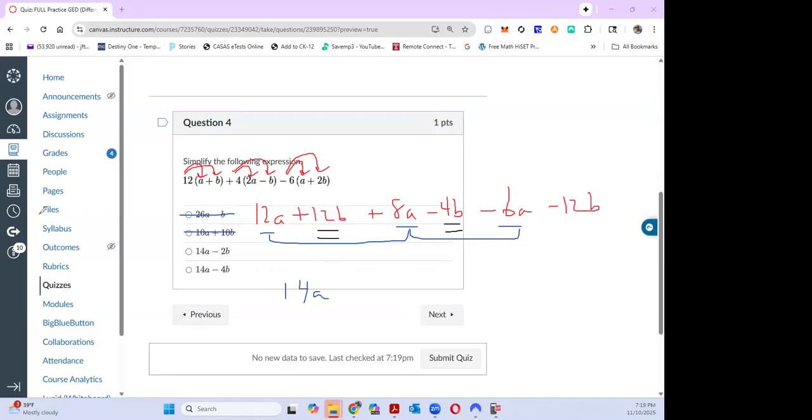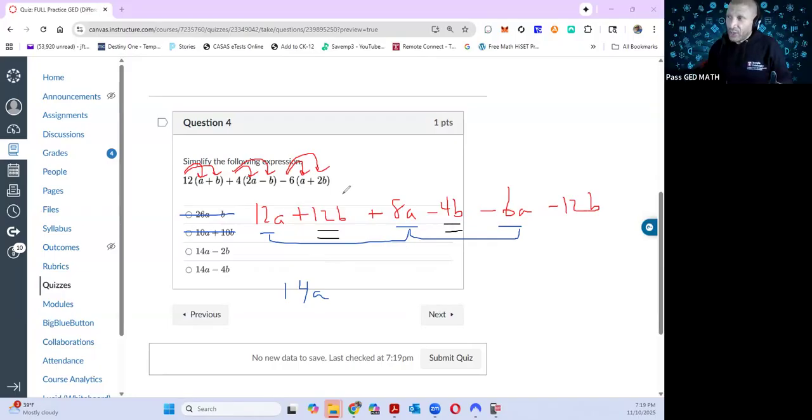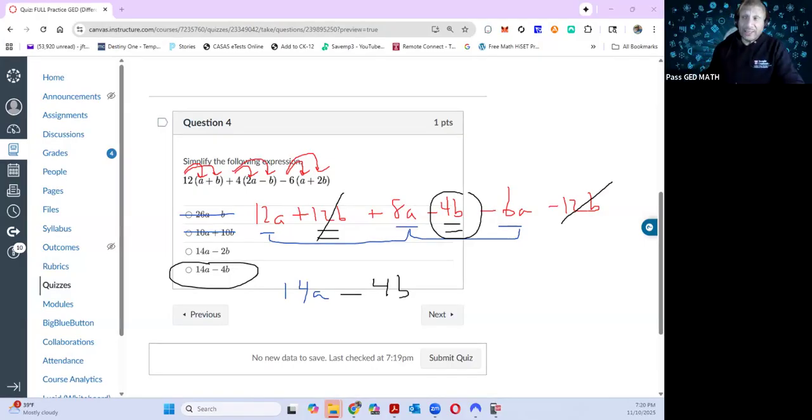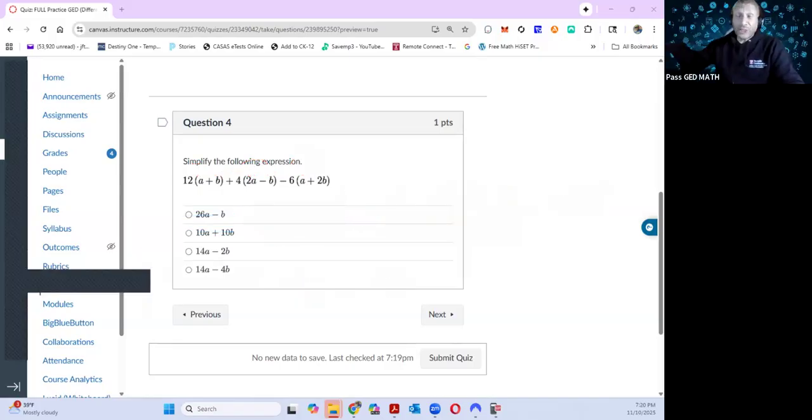But I'm not even going to do it that way. I know 12B and minus 12B cancel each other out. All I have left is minus 4B. That's my answer. That's multiplying signed numbers. That's combining like terms.